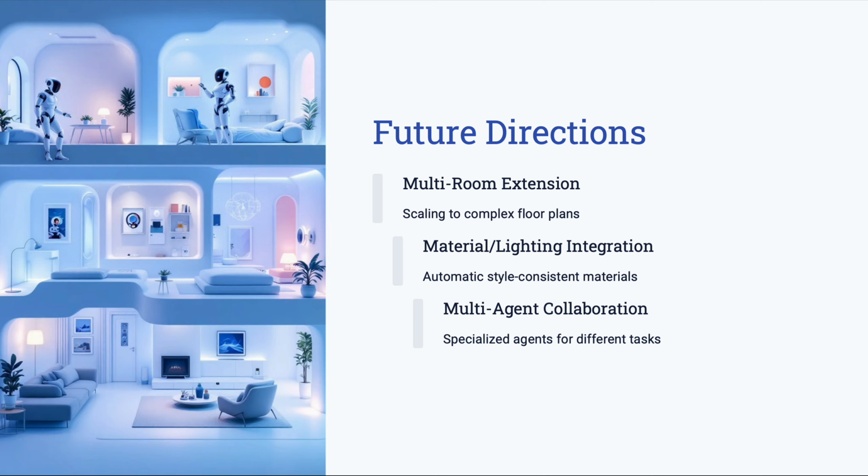First, we plan to expand from single-room layouts to full multi-room apartments. Second, we aim to add automatic material and lighting optimization to ensure a consistent visual style throughout the scene. Third, we will explore using multiple specialized agents working together, with different agents focusing on furniture, decor, and physical simulations respectively.